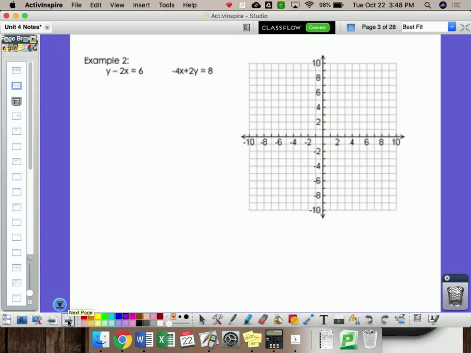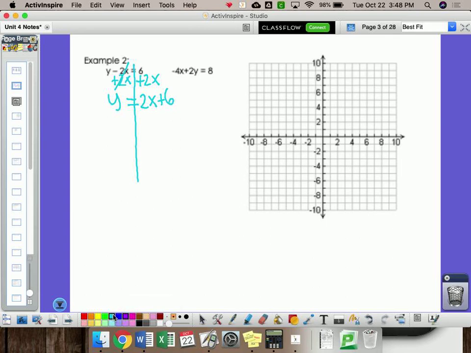Okay, let's try example 2. Same thing, we're graphing both of these lines. Now, on both of them, they don't say y equals. So in order to graph, I have to put them in y = mx + b. So for my first equation, I see that I have y minus 2x. So I'm going to fix that by adding 2x on both sides. So that gives me y equals 2x and a positive 6.